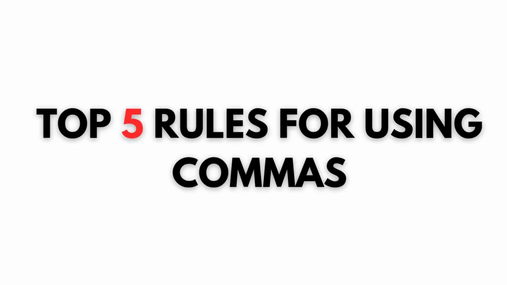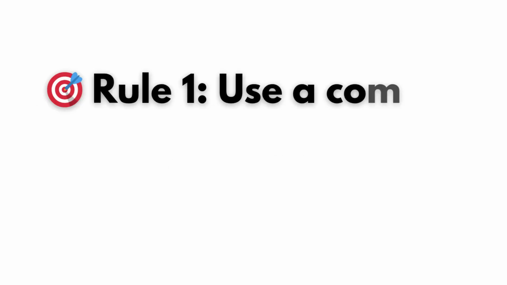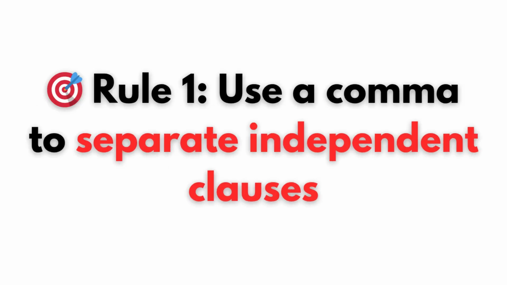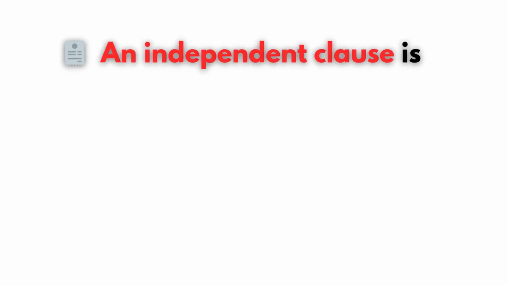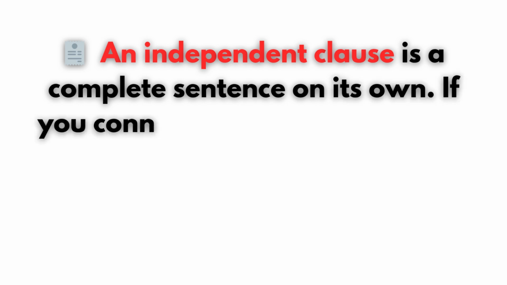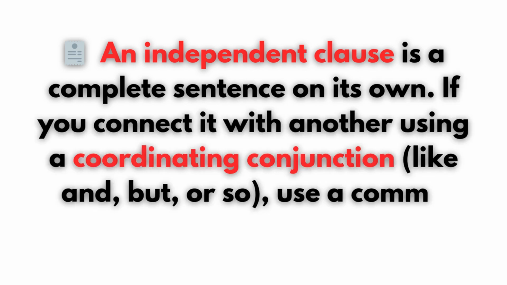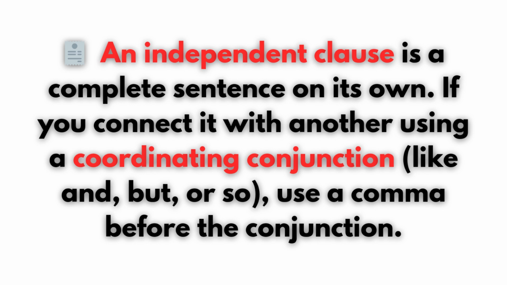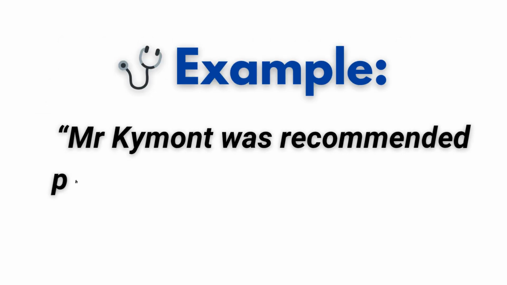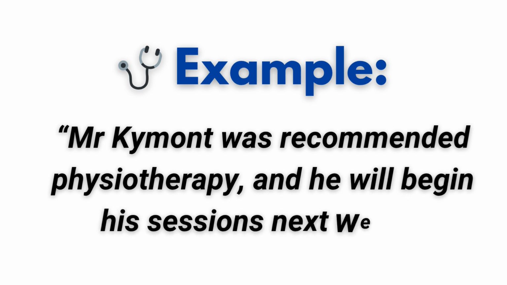Top 5 rules for using commas. Rule 1. Use a comma to separate independent clauses. An independent clause is a complete sentence on its own. If you connect it with another using a coordinating conjunction like and, but, or so, use a comma before the conjunction. For example, Mr. Kyment was recommended physiotherapy, and he will begin his sessions next week.